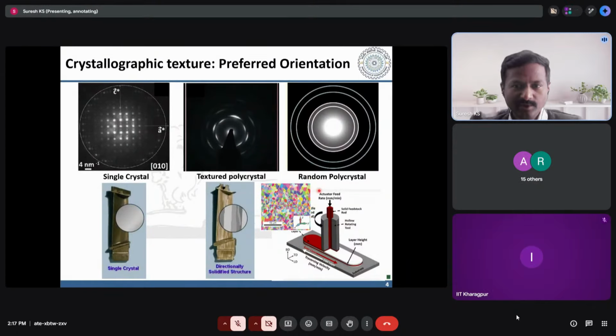So the preferred orientation or crystallographic texture comes in between, where you have a set of orientations which have more preference in comparison to other orientations. So some of the applications for single crystal include, say, the blades used in jet engines, and most of our other materials, whatever we use, are mostly polycrystalline materials.